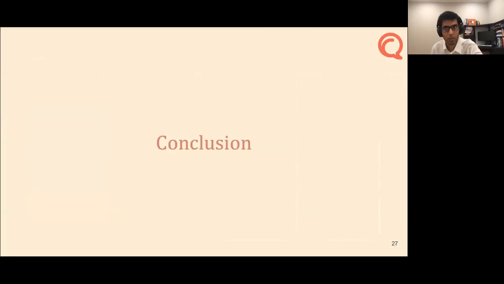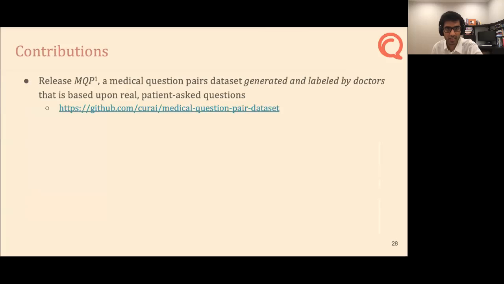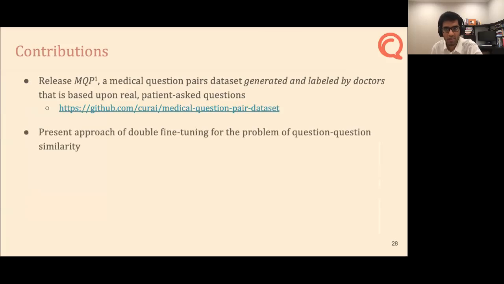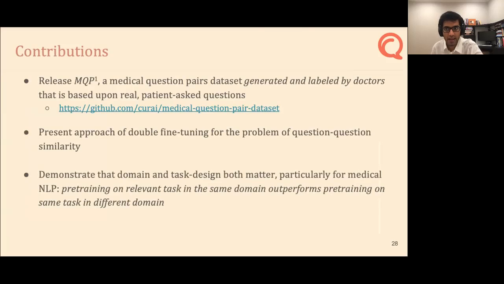In conclusion, I'd like to end with our main contributions. Firstly, we release a medical question pairs dataset that is created by our doctors. You can find it on the GitHub link that is posted here. Second, we presented an approach of double fine-tuning for the problem of question-question similarity. Double fine-tuning helps the model cope with data sparsity by imbibing relevant domain knowledge via an intermediate task. We also demonstrated that domain and task design both matter, particularly for medical NLP. So pre-training on a relevant task in the same domain outperforms pre-training on the same task in a different domain. Finally, we deployed our model to help match user questions to COVID FAQs.